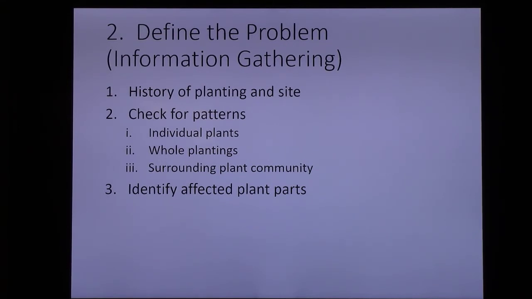And check for patterns. Is it just one plant that's showing these symptoms? Or is it the whole row? Or is it the whole flower bed that's exhibiting these symptoms? Or is it all of the plants in the community? Not just this one type of plant, but all the other plants in the community as well exhibiting these signs and symptoms?